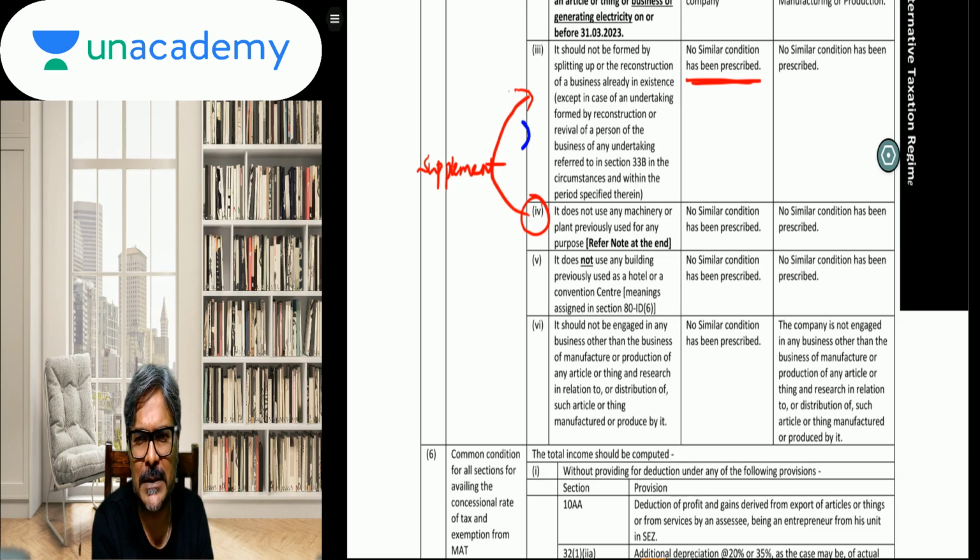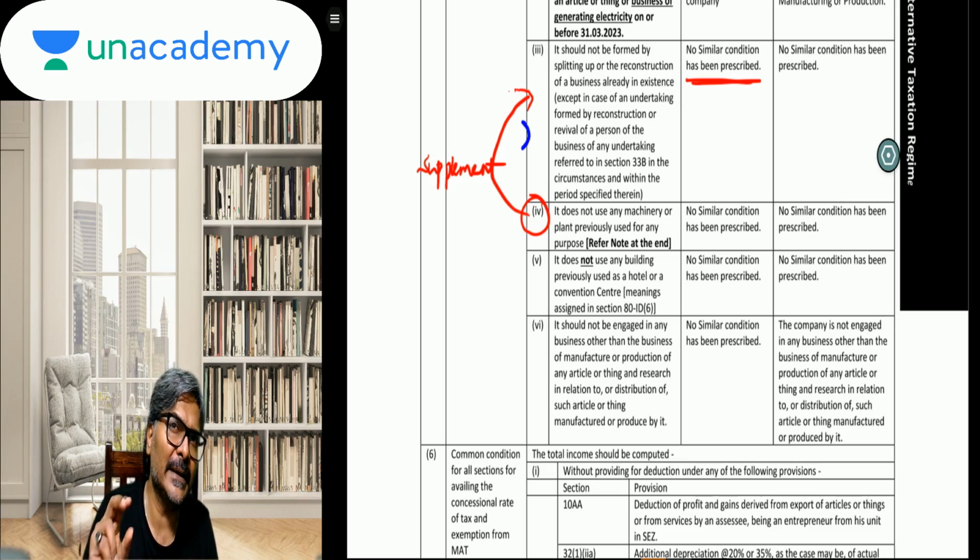So if a business has been set up through new plant and machinery, then we can say that it has been initiated as a new business, the manufacturing business that the SSE is going to initiate. So in one way, point number 4 is supplementing the previous condition of point number 3. However, there is a note that we will refer to towards the end. But let's finish off the remaining part.